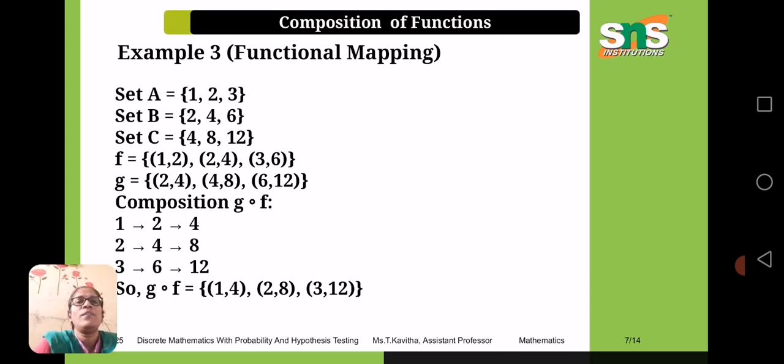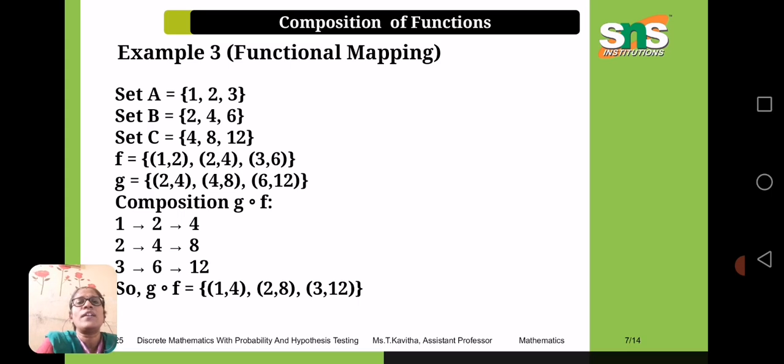Next, functional mapping. Here we give the set A equal to 1, 2, 3, set B equal to 2, 4, 6, set C equal to 4, 8, 12. The function f is 1 to 2, 2 to 4, 3 to 6. That means the image of 1 is 2, the image of 2 is 4, the image of 3 is 6. Now the function g is 2 to 4, 4 to 8, 6 to 12. Here g of 2 is equal to 4, g of 4 is equal to 8, g of 6 is equal to 12.